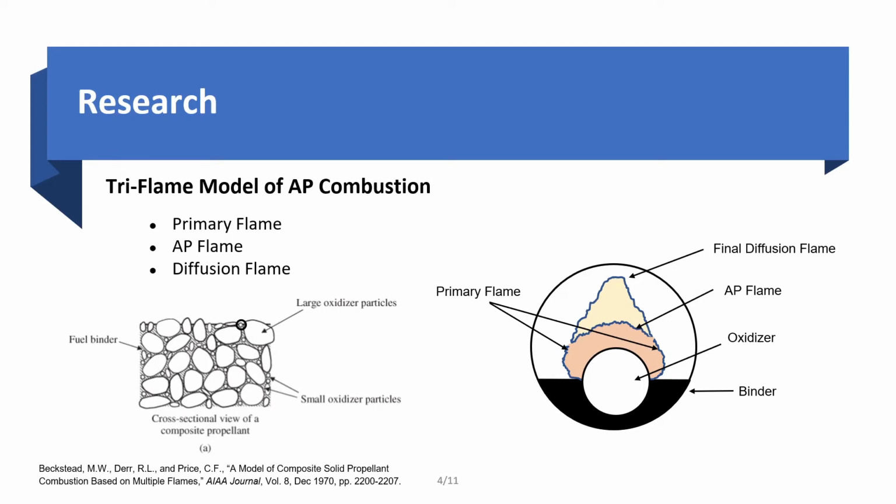The tri-flame model was used to depict AP combustion. This model consists of three flames: the primary, the AP, and the diffusion flame. The primary flame is a dominating flame at low pressures. It is a premix flame depending on mixing and kinetics. The AP flame occurs from the gasification of the oxidizer. This flame is independent of mixing but dependent on kinetics. And finally, the diffusion flame is a combination of the AP and primary flames. The species reacting in this area consist of the product of the previous two flames.